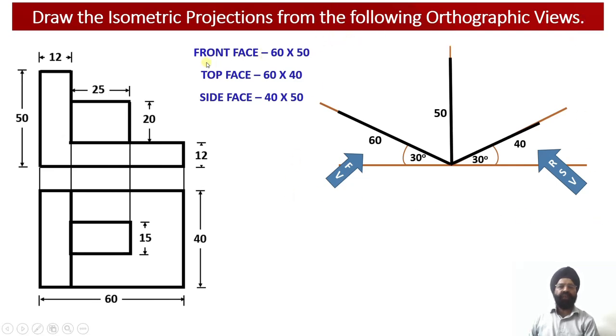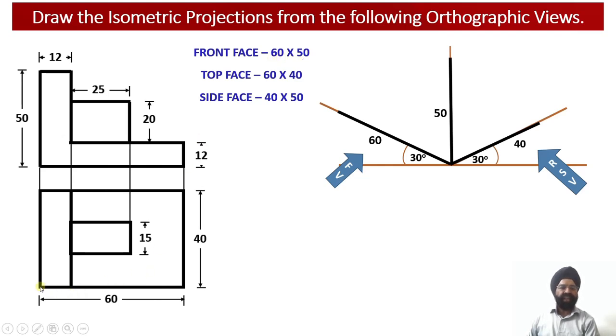So we need to evaluate the dimensions of the front face of the solid, top face of the solid and the side face of the solid. Now looking at the solid from the front side, we observe that the length of the solid happens to be 60 millimeter. The height of the solid is equal to 50 millimeter. So we get the dimensions of the front view face equal to 60 millimeter by 50 millimeter.